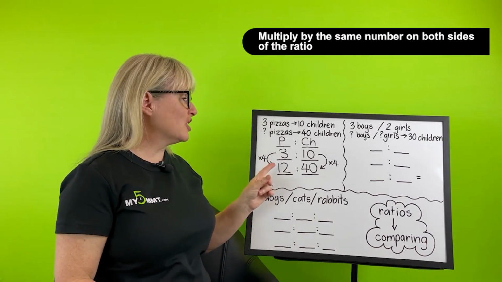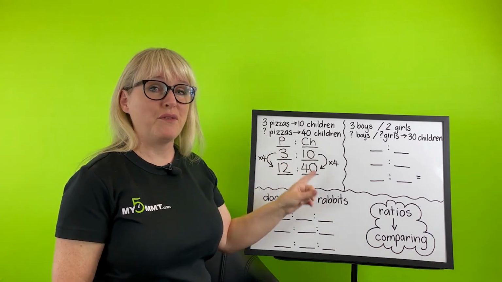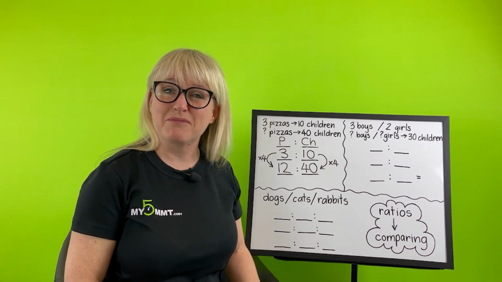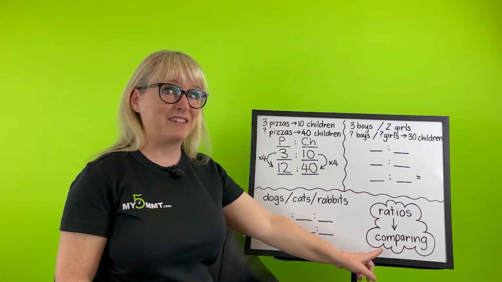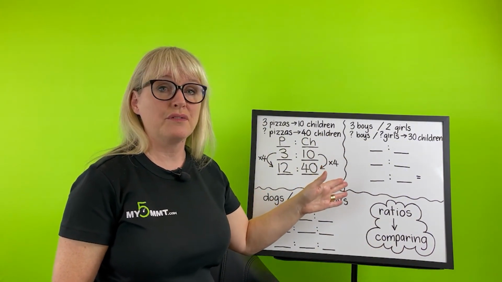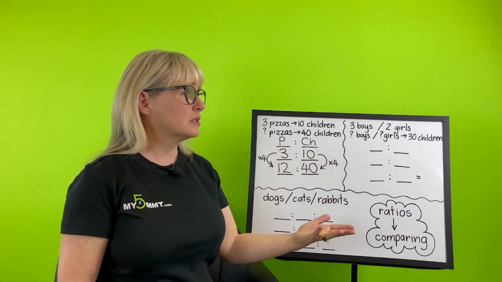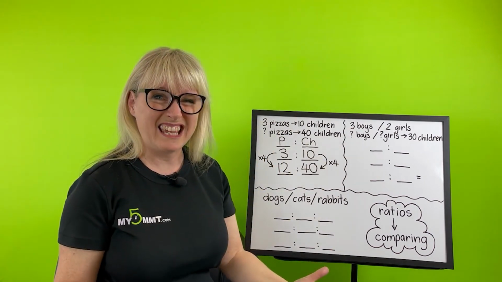I've used ratios to tell me that I need 12 pizzas for 40 children. It's a real life situation problem, and ratios can really help when we're using our comparing skills. Let's have a look at a different sort of question though for ratios. It says there's 3 boys to every 2 girls. So how many boys and how many girls when there's 30 children altogether?